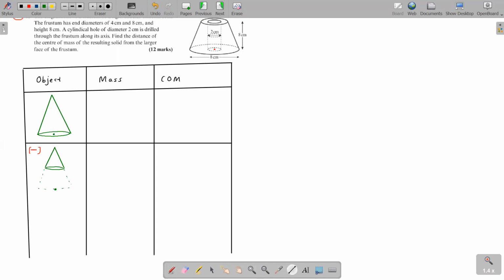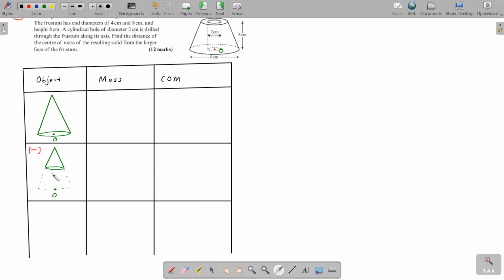Remember, center of mass distances should be measured from a common point. So I'm measuring it from the base, and our base here is O. So we are measuring everything from O. You have one point from which you always measure the center of mass. So from the large cone, when you remove the small cone, guys, you get the frustum.